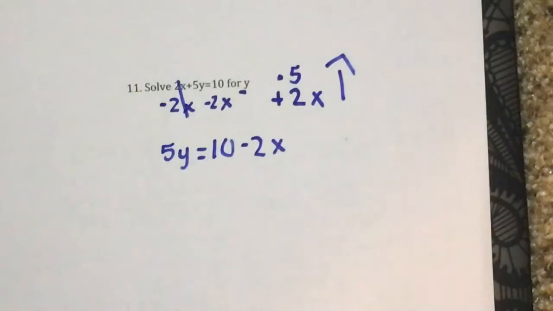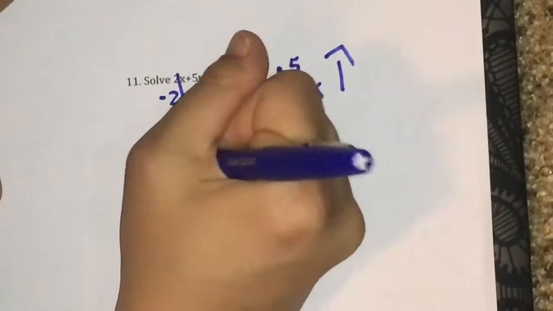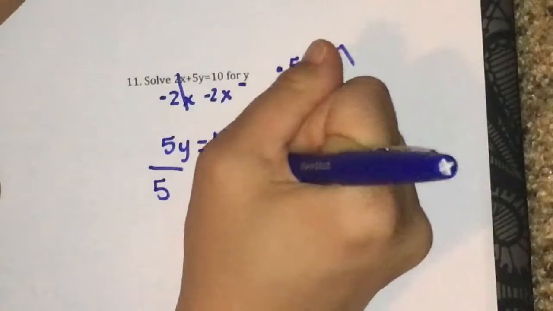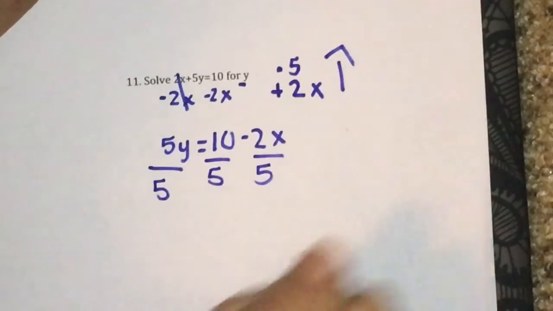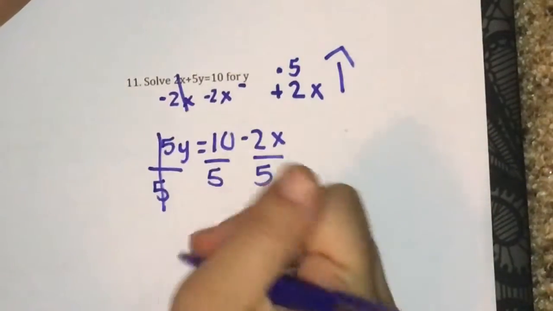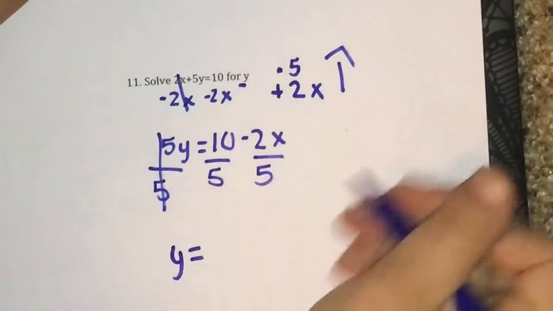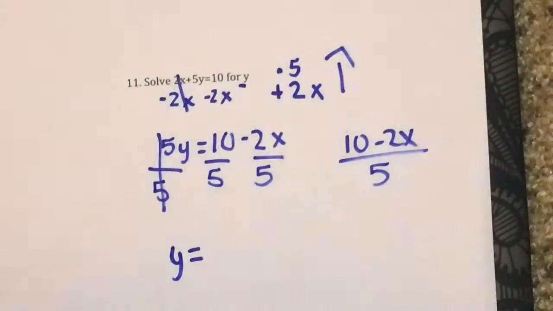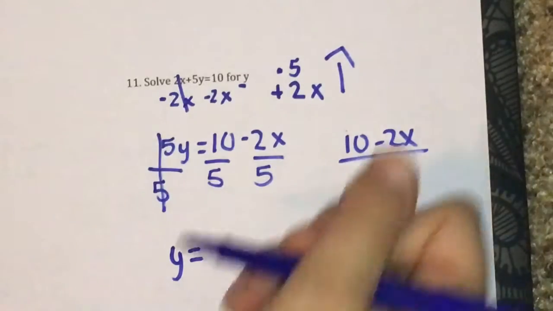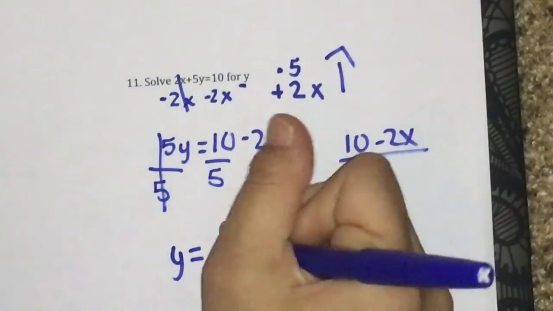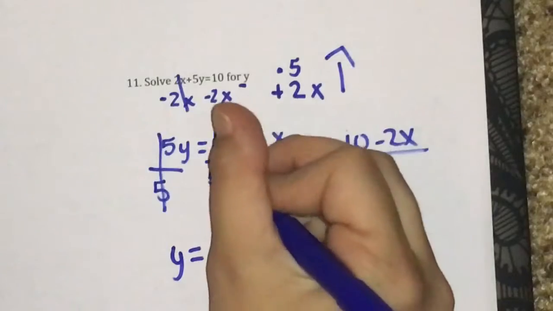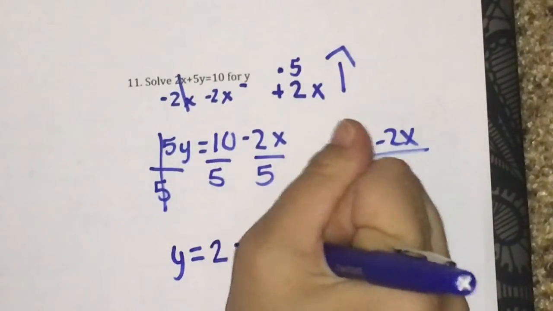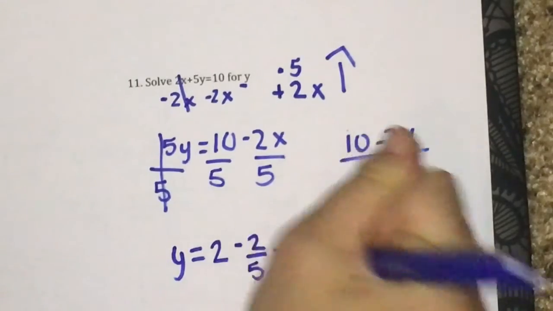Then from here, we have 5y. How do we get rid of something that's being multiplied by 5? Divide everything by 5. And this becomes y is equal, again, you could either have it like this, 10 minus 2x over 5, but I prefer that you actually divide each of them out. It will help you in the long run. 10 divided by 5 is 2, and this just becomes negative 2/5 x.